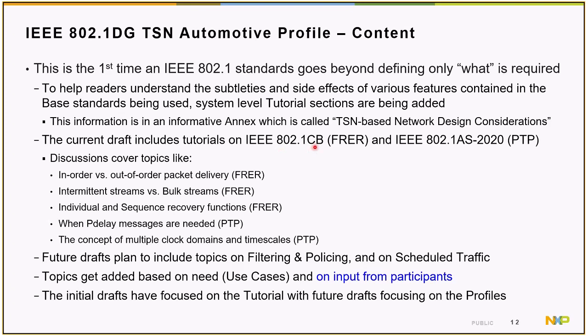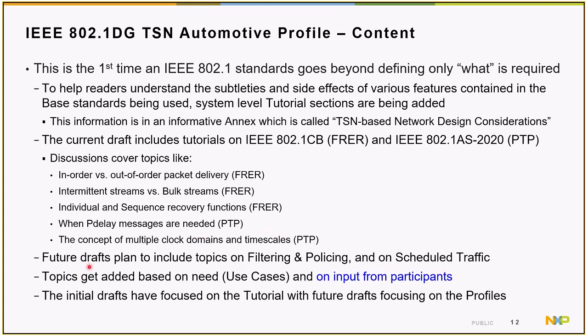Currently, the drafts include FRER or CB redundancy and AS 2020 PTP. And those discussions include in-order versus out-of-order packet delivery, intermittent stream versus bulk streams. What are they? Individual and sequence recovery functions and why you care. When P delay messages are needed. They're not just there to measure the delay of the wire, which the name implies, but they do so much more. The concept of multiple clock domains and timescales.